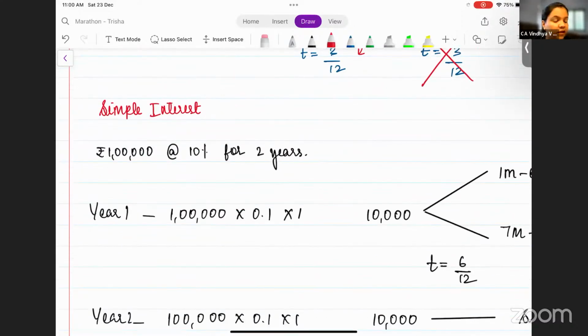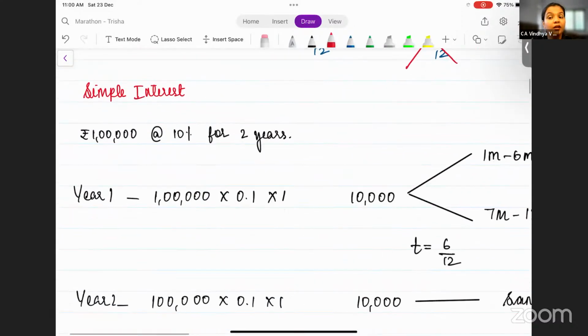Okay. Next. Now, what do we need to study in this chapter? First thing, simple interest. Second one, compound interest. And we also have something called annuity. Now, annuity is not a separate concept. It is under compound interest itself. It's not a separate type of interest.